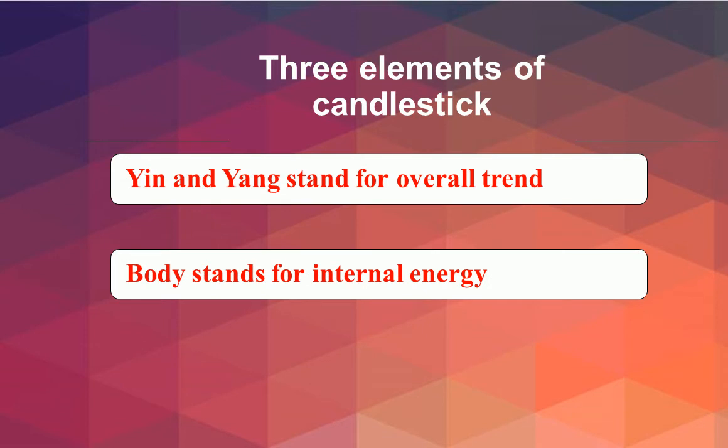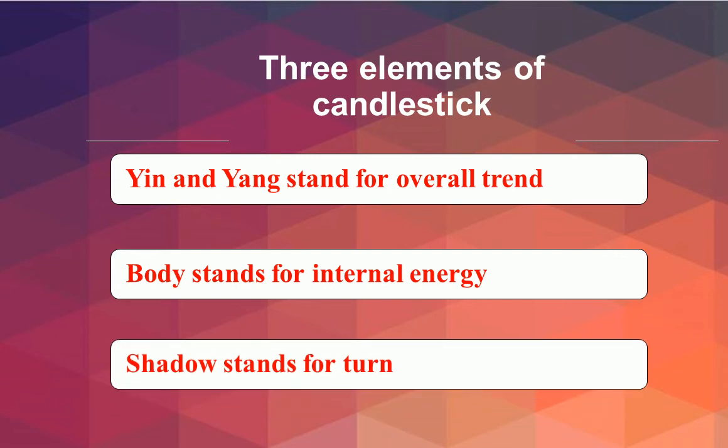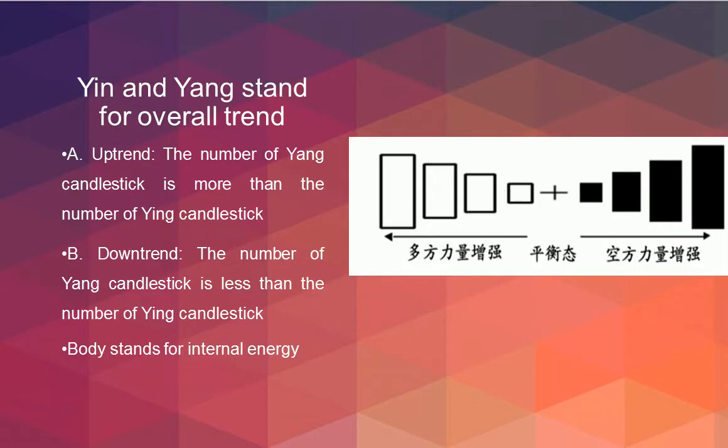Body stands for internal energy. The next one, shadow stands for tendency. This is the three elements of candlestick. The yin and the yang, meaning the green, bullish and the bearish candlestick, stand for overall trend. For the uptrend, the number of bullish candlesticks is more than the number of bearish candlesticks, meaning the green candlesticks are more than the red candlesticks. Then the next one, downtrend: the number of bearish candlesticks is more than the number of green candlesticks.